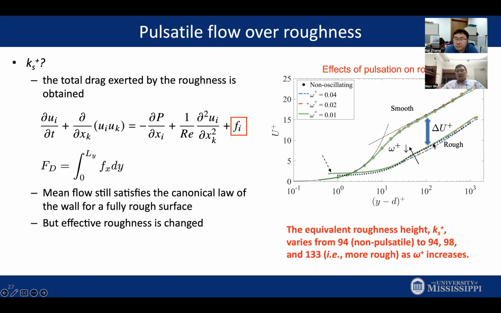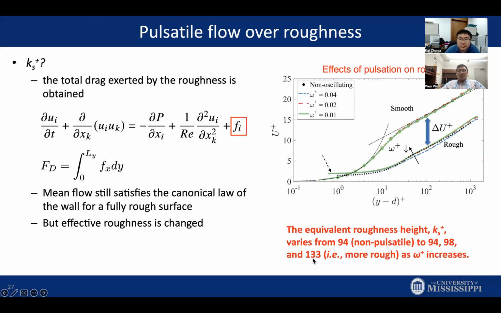The difference, you may say, is not that large, but when you calculate the KS plus, the equilibrium roughness height, it increased from 94 to 98 and eventually to 133 when the oscillating frequency increases. This is more like a 30% increase. The good thing is we do have this 1 over kappa slope, which means it's not that non-equilibrium, but if you still use 94 to predict this flow, then you're underestimating the roughness by 30%.